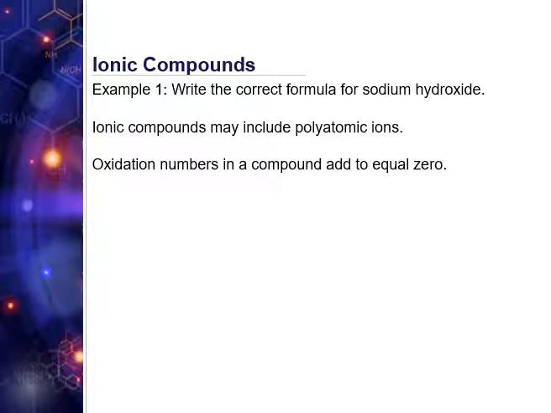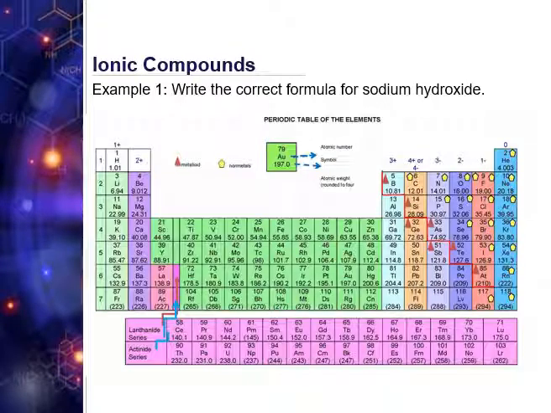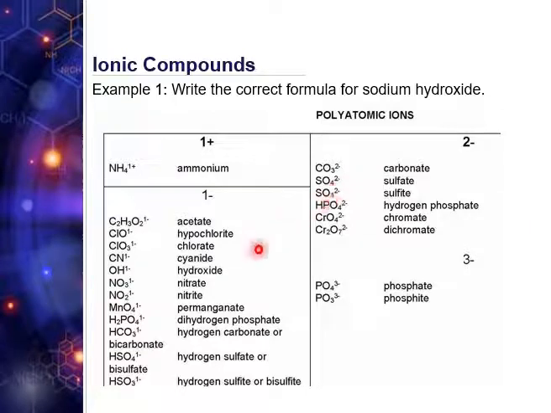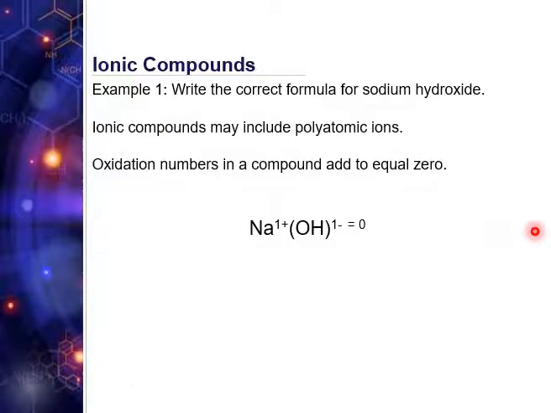Oxidation numbers in a compound add to equal 0. Sodium hydroxide. Sodium is in the first column. It's +1. Hydroxide is a polyatomic ion, OH -1. A +1 and a -1 equals 0. We do not use parentheses unless you have more than one of the polyatomic ion. So the correct formula is NaOH.